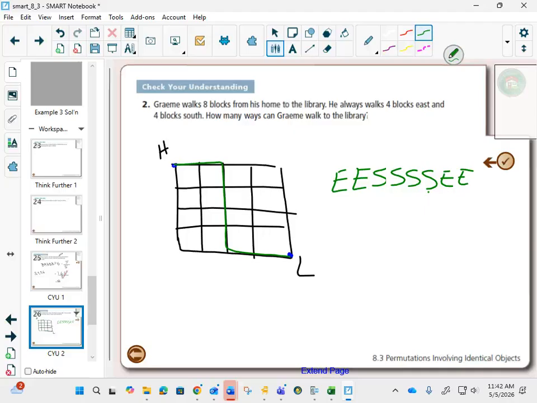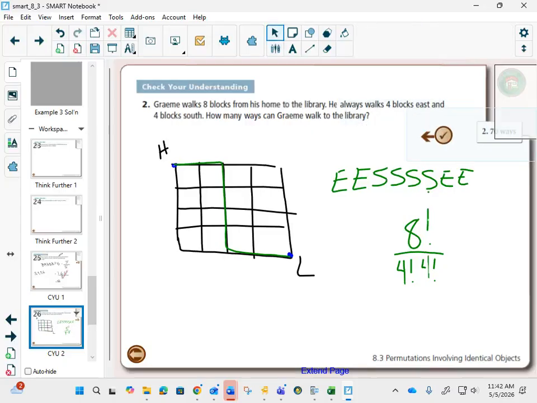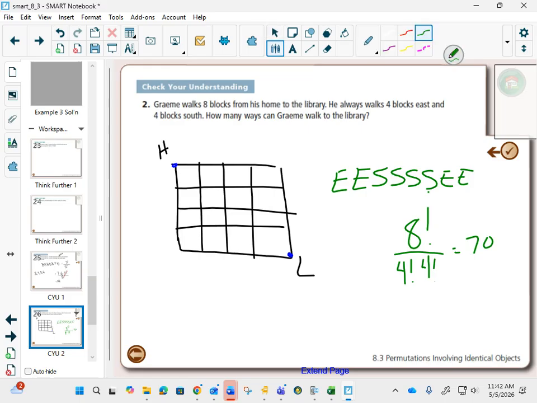If they were different letters, it would be 8 factorial, but we have to divide by 4 factorial for the e's and 4 factorial for the s's. And I saw it earlier, the final answer is 70. You could also do this systematically, and a really cool pattern happens.